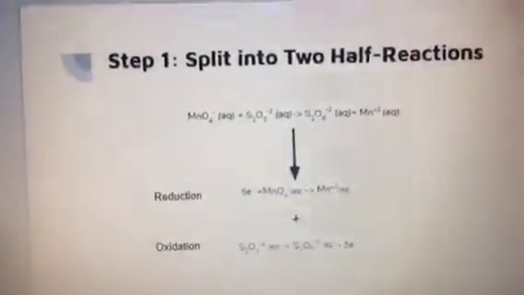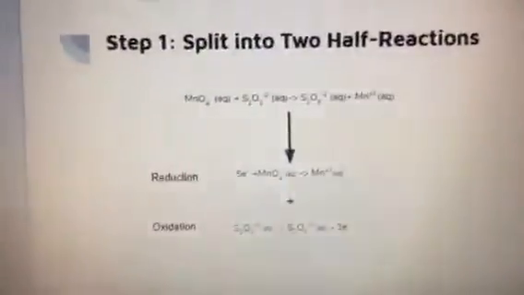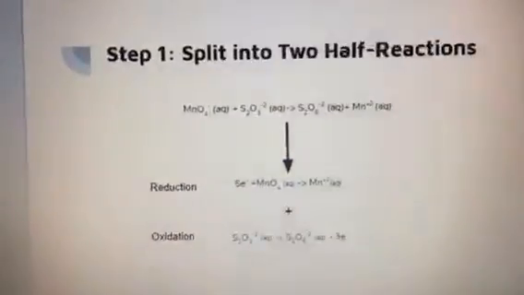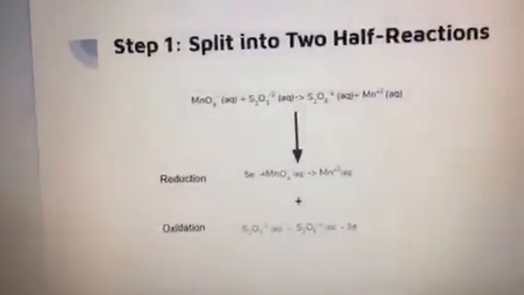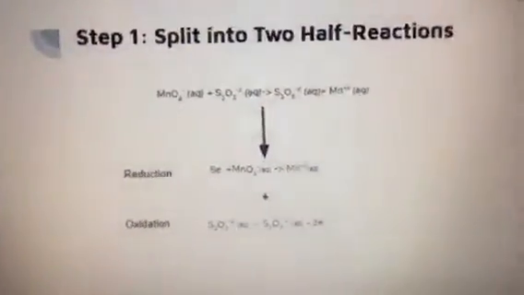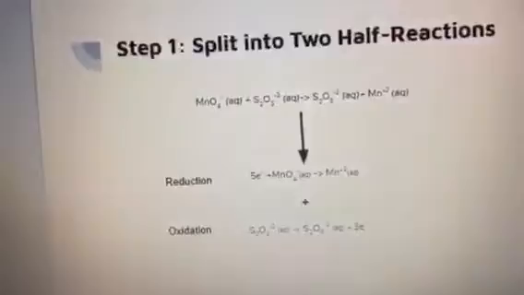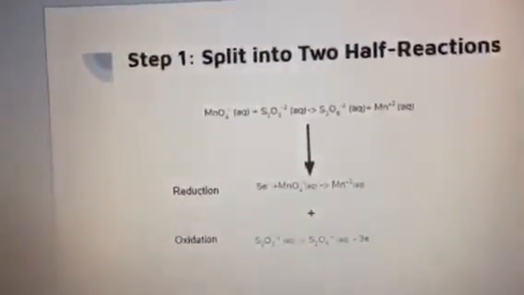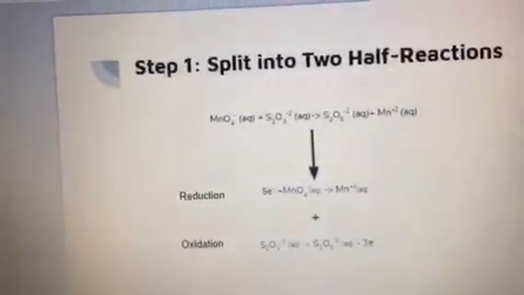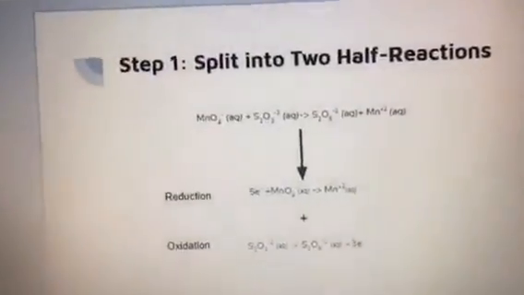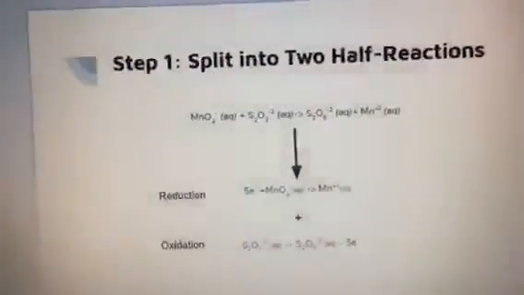Step 1. We start with the full equation and split the redox reaction into 2 half reactions, one being the oxidizing and the other being the reducing. Then determine which is being reduced and what is being oxidized. Since MnO4- is gaining electrons, it is the reducing reaction, and S2O3 is losing electrons, so it is oxidizing. The oxidizing agent would be MnO4- and the reducing agent is S2O3.